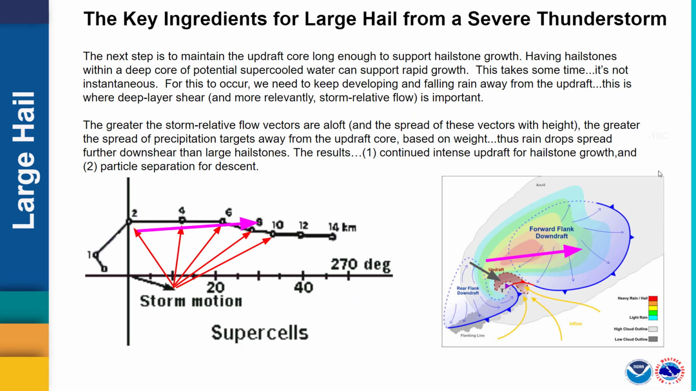Next, we need longer-lived updrafts, and for that we need some separation between the updraft and developing downdraft. Otherwise, the precipitation falls through and weakens the updraft, as we tend to see with pulse storms in the summer. The hodograph can help us assess this. It shows the pattern of storm relative flow vectors and shear vectors with height, which relate to the orientation of the storm and how precipitation is spread out down shear. This allows the updraft to remain intense longer, supporting large hailstone formation, and reduces the melting impact that occurs if the hailstones were to descend within a heavy rain shaft.